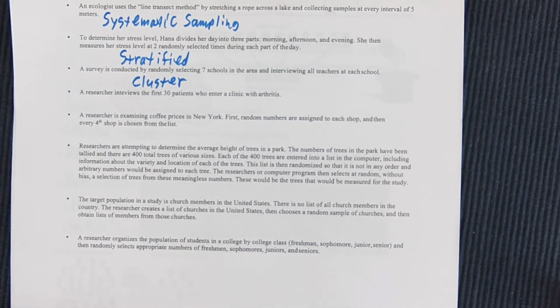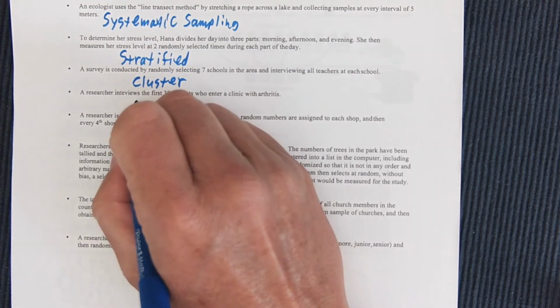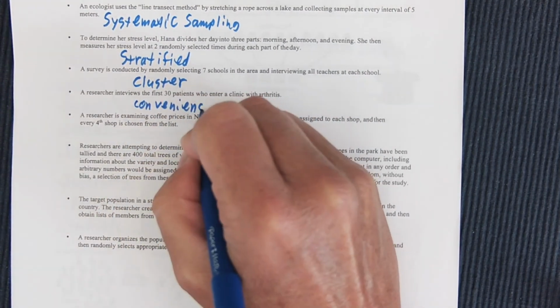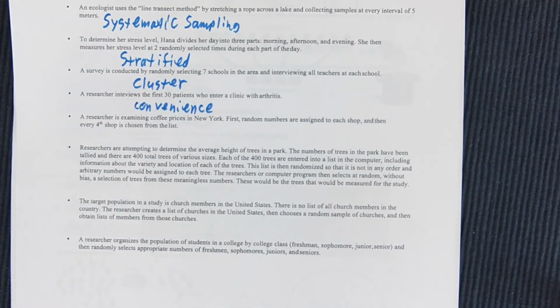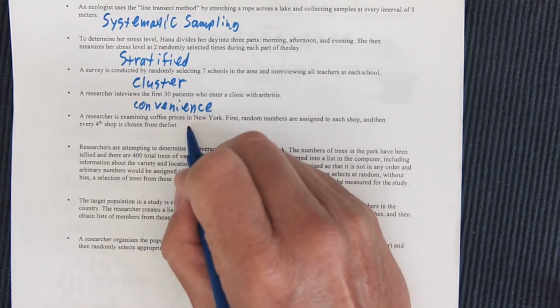Next up, a researcher interviews the first 20 patients who enter a clinic with arthritis. This is definitely convenience. Right, the first 20 that come in, come on. A researcher is examining coffee prices in New York. First random numbers are assigned to each shop, and then every 4th shop is chosen from the list. This is classic systematic.